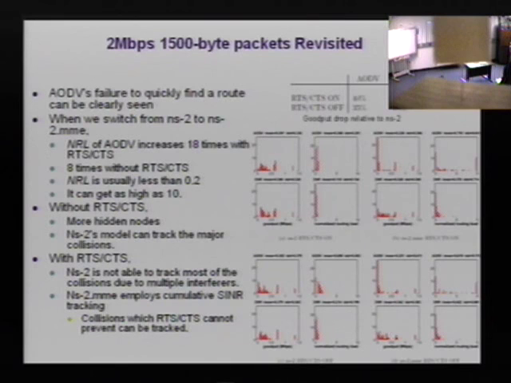So we see that when RTS CTS is off, this difference is smaller than the case with RTS CTS on. Because when RTS CTS is off, NS2's model is able to track the major collisions. For example, assume there is no RTS CTS and node 1 doesn't hear node 3 and they transmit at the same time. If a collision occurs here, since they are both in the carrier sensing region, NS2 can track this collision. So when RTS CTS is off, there is still a difference, but the difference between NS2 and NS2 enemy is less.